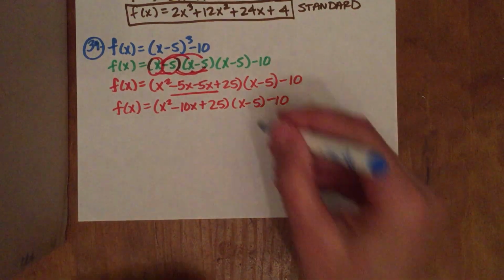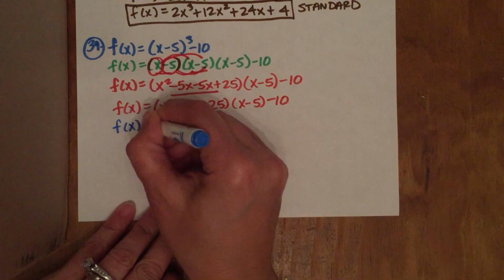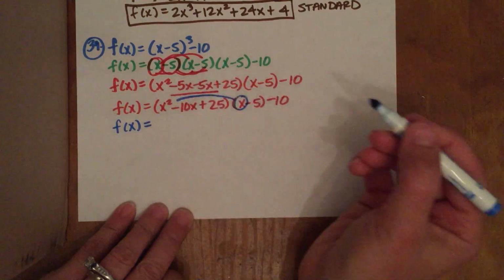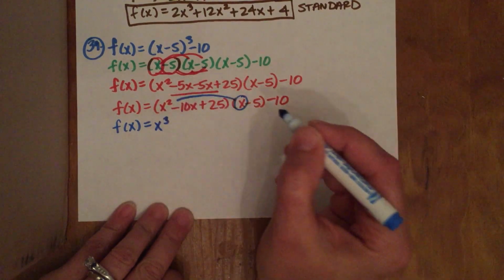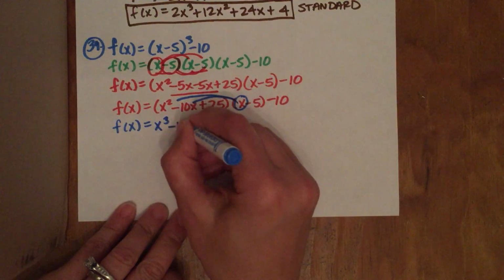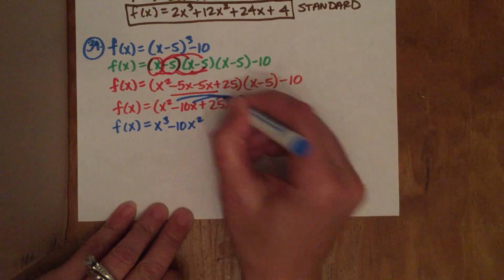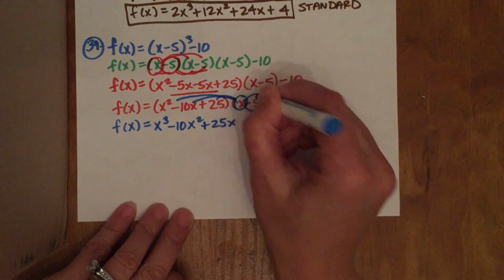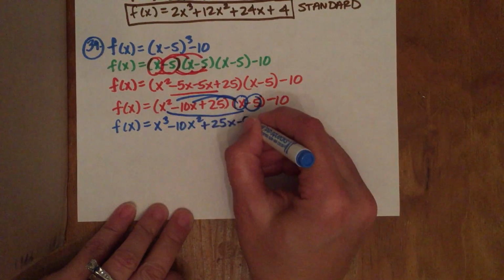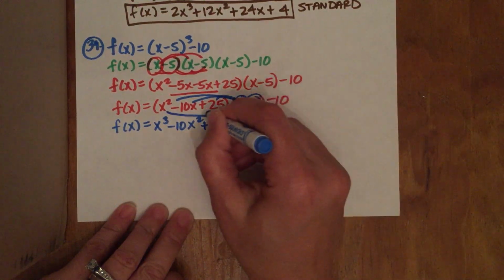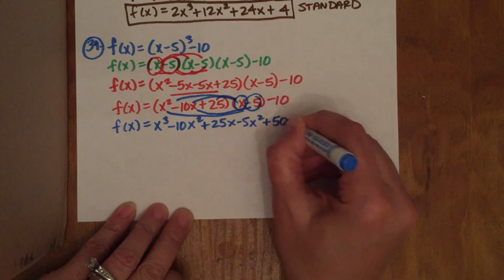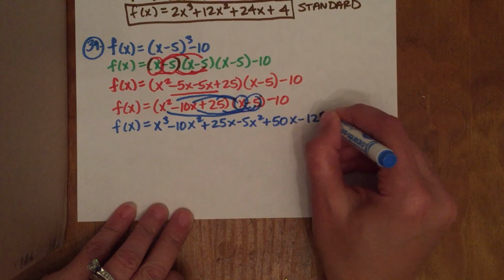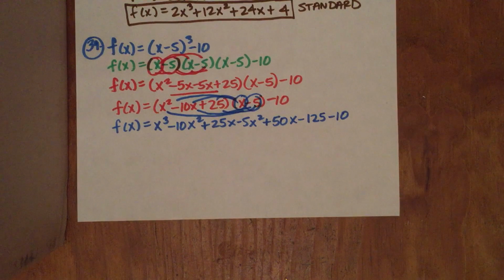All right, now let's do the second set. So f of x equals, I'm going to take x and distribute. So x times x squared is x cubed. X times negative 10x is negative 10x squared. And x times 25 is 25x. Negative 5. Negative 5 times x squared is negative 5x squared. Negative 5 times negative 10x is positive 50x. And negative 5 times 25 is negative 125, minus 10 on the end.